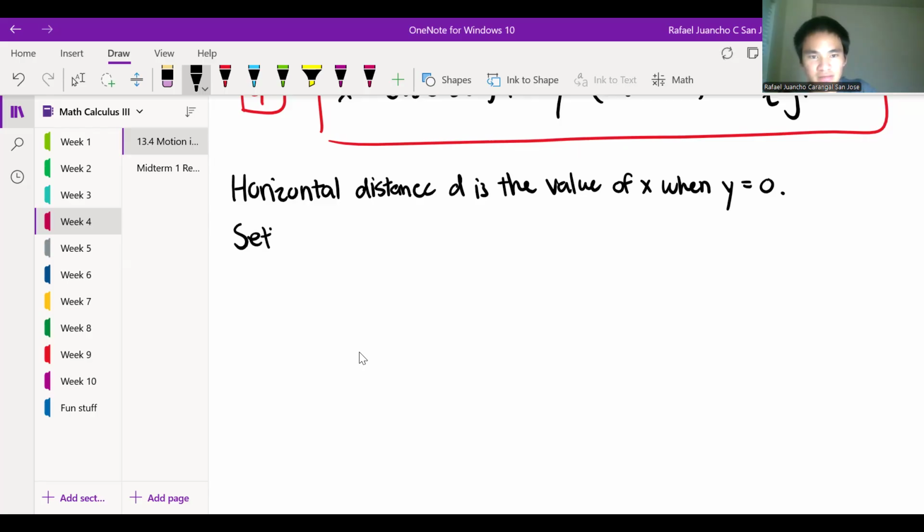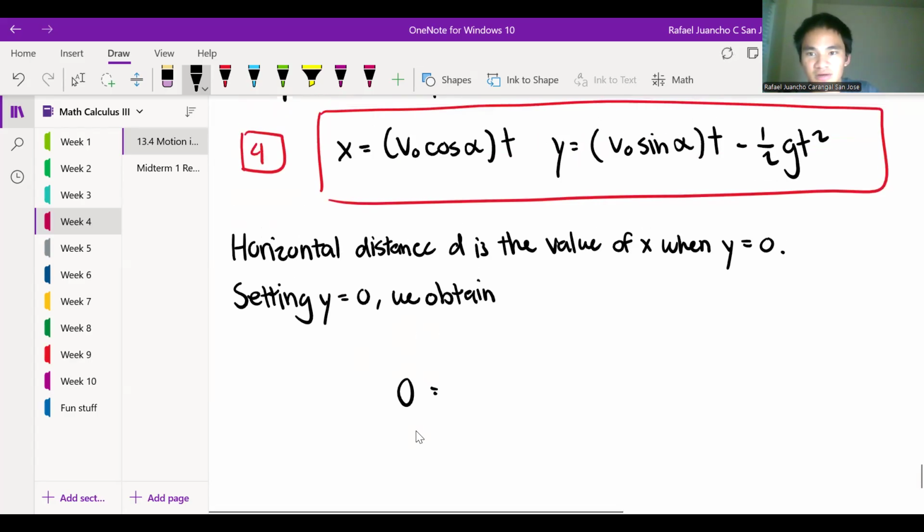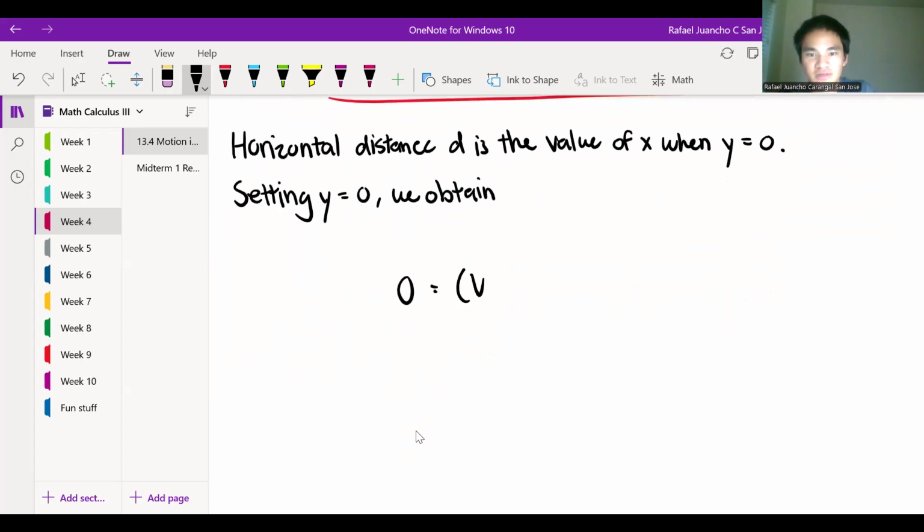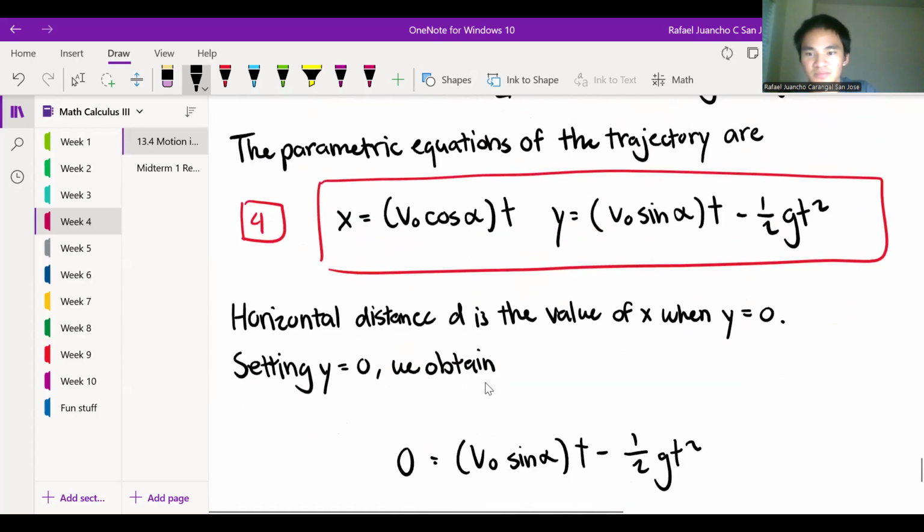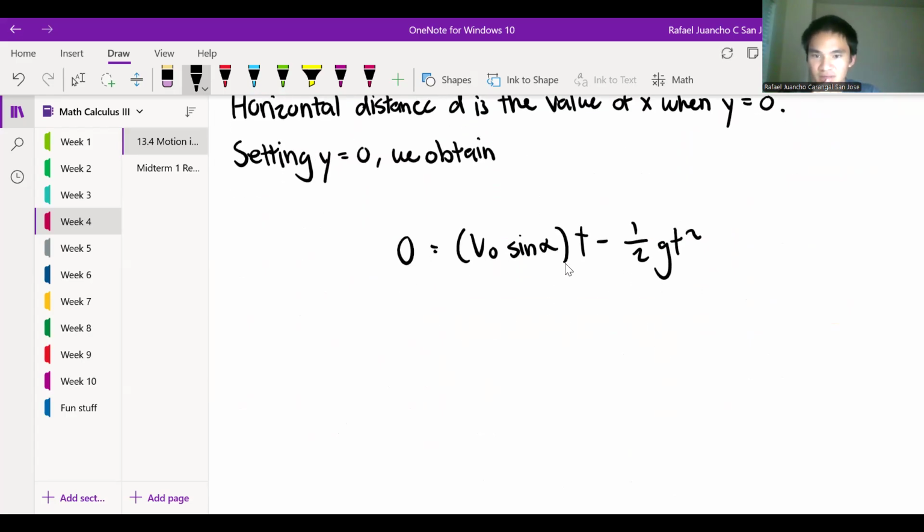So setting y equal to 0, we obtain 2 t values here. So let's actually check how it works. Okay, we have v naught sine alpha times t minus 1/2 g t squared, right? And from here, I can divide the t to both sides. So I get 0 equals v naught sine alpha minus 1/2 g t.